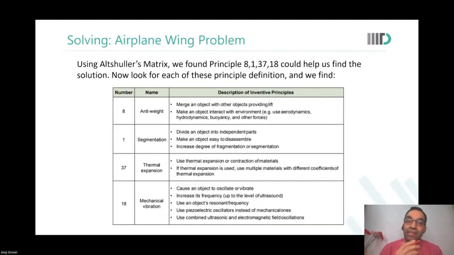So let us look at the details of these inventive principles. Anti-weight says, merge an object with other objects providing lift. Make an object interact with the environment such that you get to use aerodynamics or buoyancy or other forces. Segmentation means divide the object into multiple independent parts. Make an object easy to disassemble, increase the degree of fragmentation or segmentation. Thermal expansion: use thermal expansion or contraction of materials. Use multiple materials with different coefficients of thermal expansion.